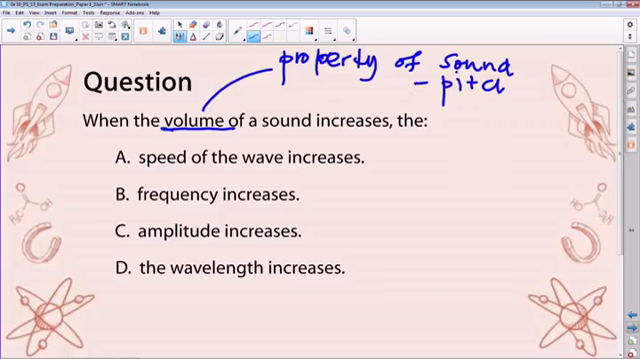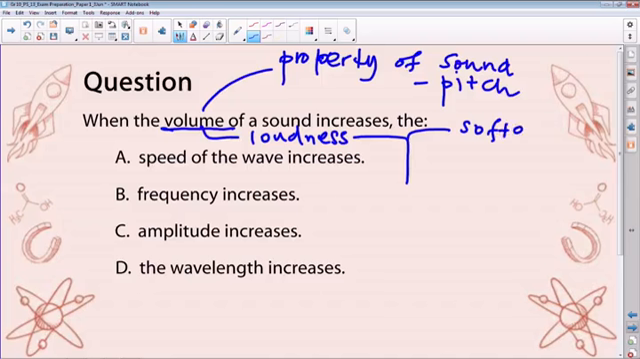But in this case, the question specifically refers to volume. Volume is what sometimes you can refer to as loudness, right? Loudness can be divided into two categories: a softer sound as well as a louder sound. So these are the two extremes, and both of them are determined by amplitude.